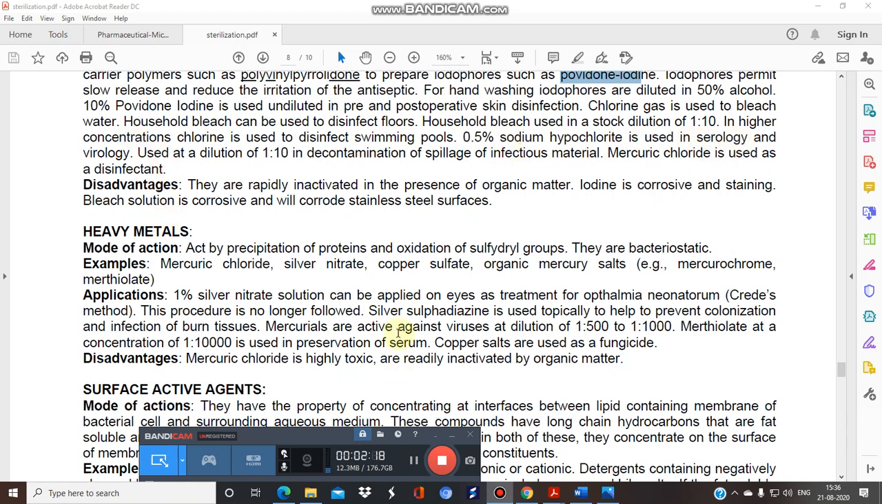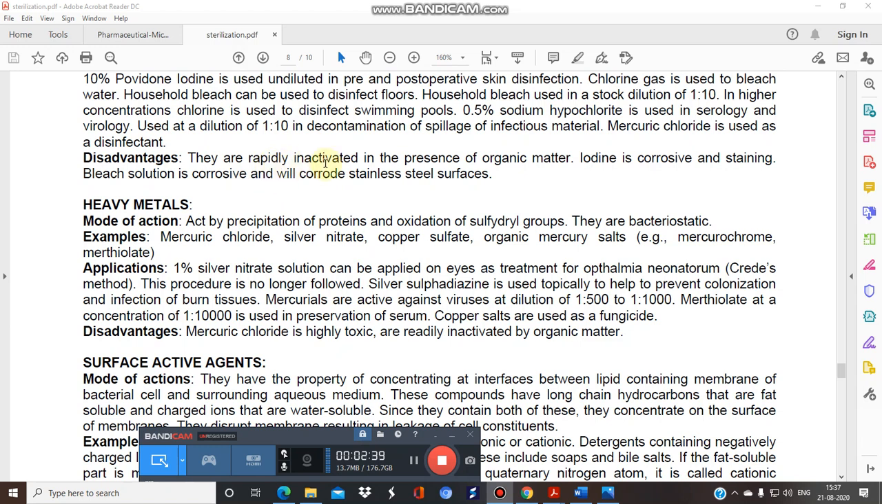Even in this COVID pandemic period, sodium hypochlorite is used to disinfect all your examination rooms, your hospitals, your buildings, your halls, etc. Everywhere it is used. Along with this, mercuric chloride, HgCl2, is also used as a disinfectant. It has a disadvantage: it is rapidly inactivated in the presence of organic matter.